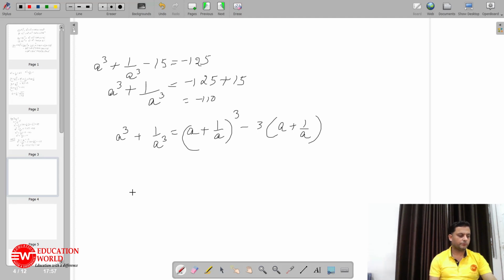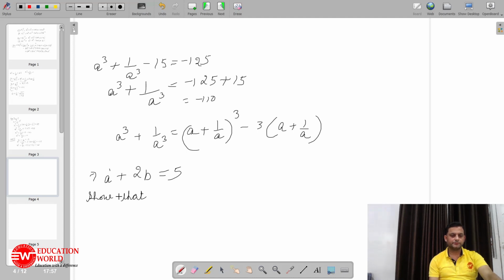Now a conditional question. One question we will do from the square, where we found the different values. Now they are saying, like a simple question, a plus 2b is equal to 5 is given. Another question: they are saying show that a cube plus 8b cube plus 30ab is equal to 125. We have to show this one.